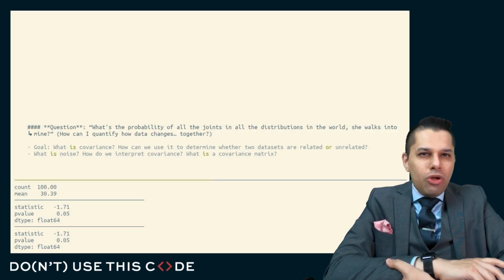What's the probability of all the joints and all the distributions in the world that she walks into mine?